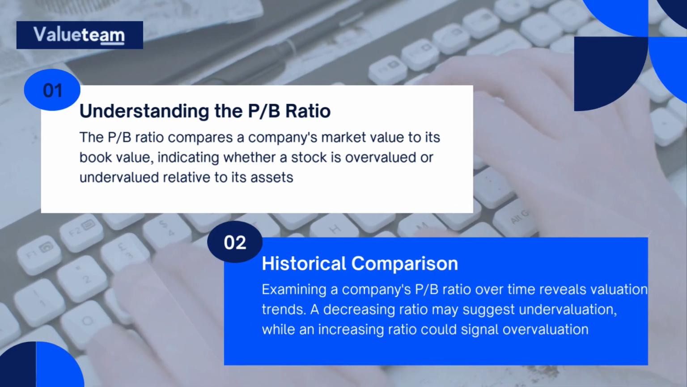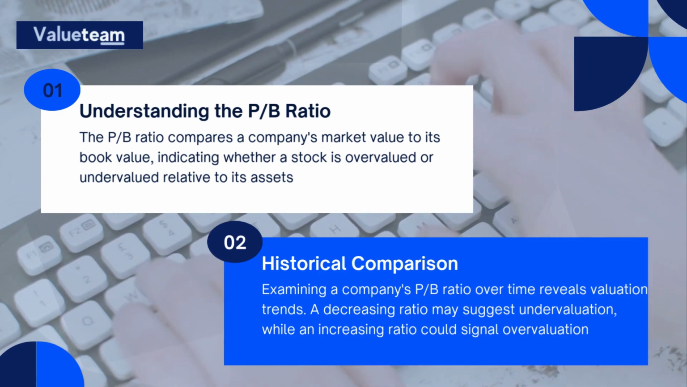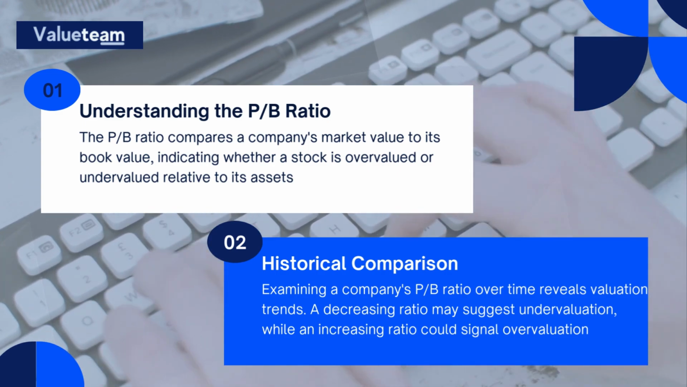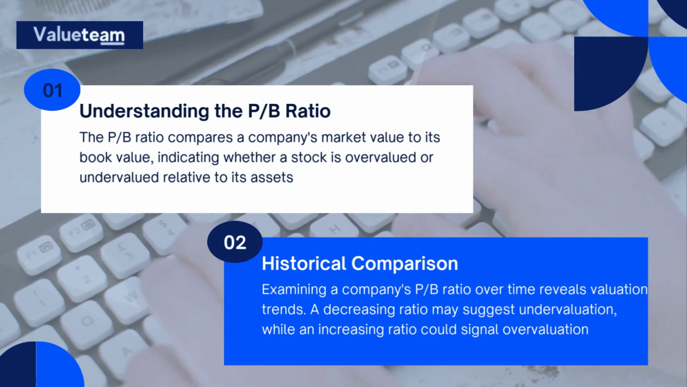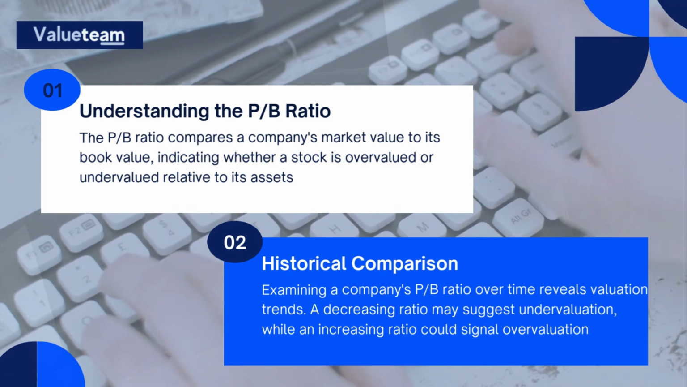Historical comparison. Examining a company's P/B ratio over time reveals valuation trends. A decreasing ratio may suggest undervaluation, while an increasing ratio could signal overvaluation.